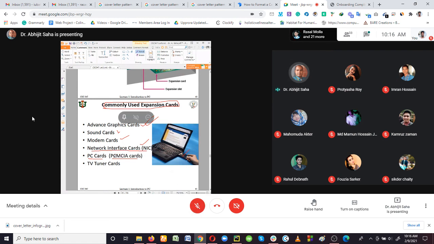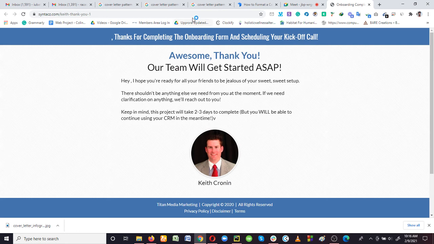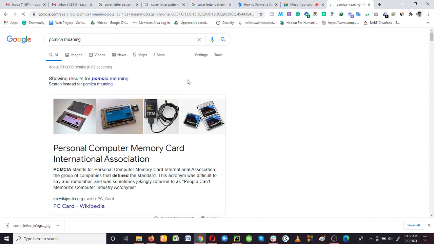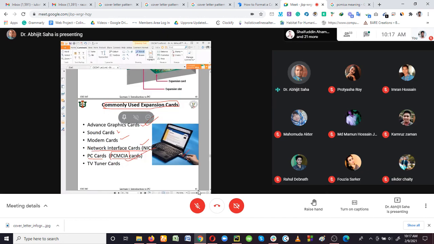If I'm not wrong, this is the Personal Computer Memory Card International Association, something like that. It must be. Okay, so this card is going to be like that. You will be able to use this card for installing into your computer system, so that different information, your data and programs, can be stored.